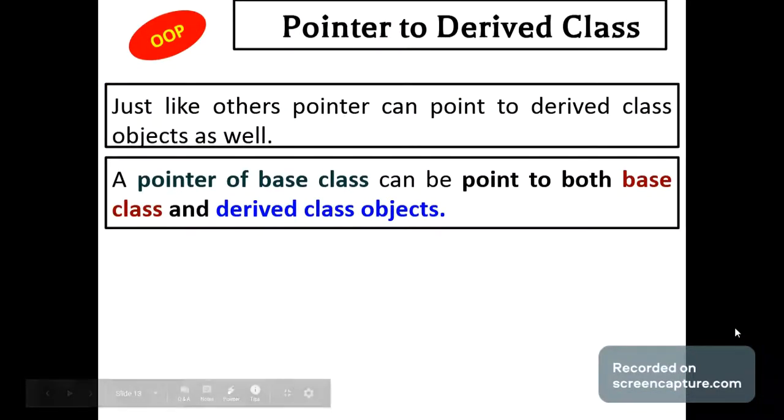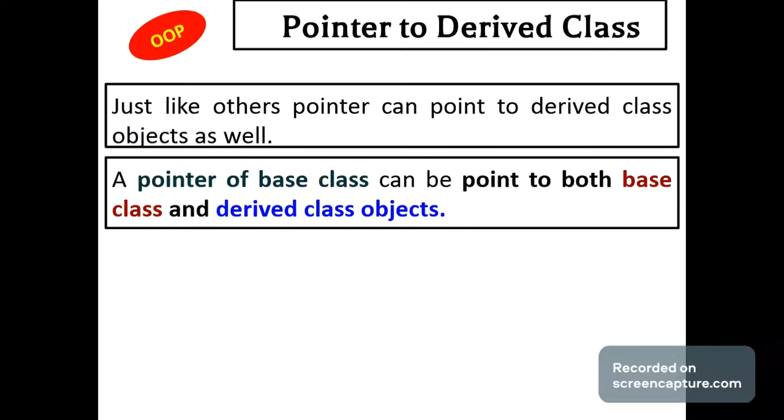Now today we are going to see the next concept, that is pointer to derived class. Just like a pointer can point to an object of a class, it can also point to an object of a derived class. A pointer of the base class can point to both base class as well as derived class objects. Here we all know that base class cannot access the members of the derived class, but derived class can access all the members of the base class.